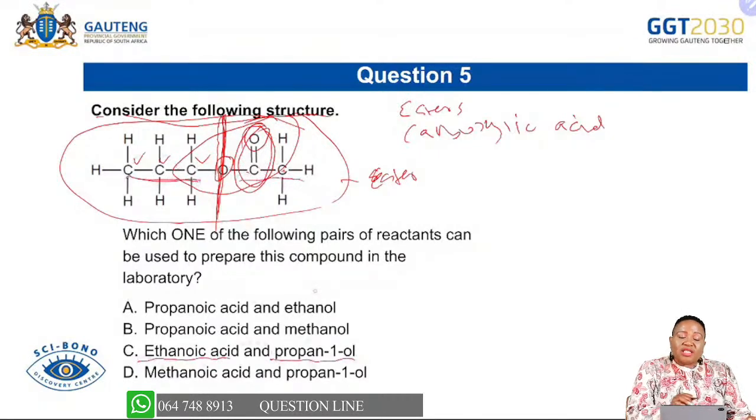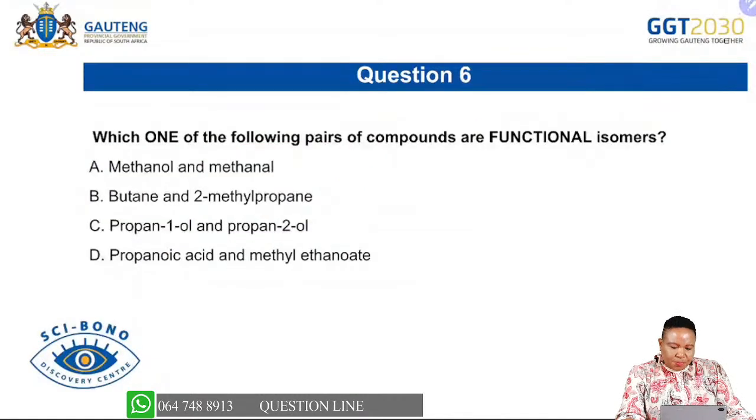So all the options, if you can see them, sometimes they might confuse you because maybe you don't know how you form an ester, but you definitely need to go back and check how an ester is formed.